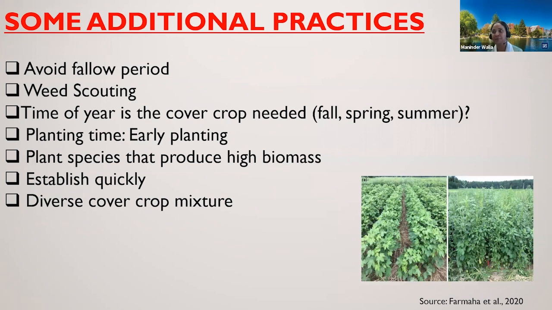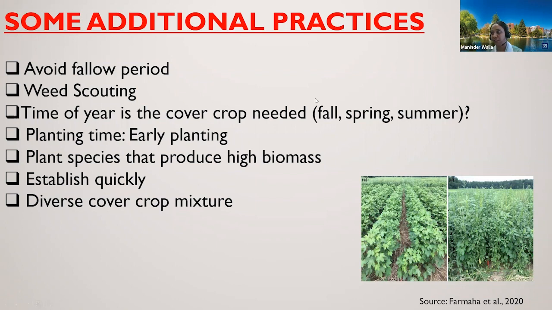Other than those practices, some additional practices that are good to consider for using cover crops to manage the weeds: never leave the land bare, always keep it covered. That will help to reduce the seed bank in the ground in the longer run, right? Another important thing is weed scouting. Identify the weed species that are present in the field, which will gauge the effectiveness of a cover crop on those species. For instance, annual weeds are easily suppressed compared to those with the perennial life cycle. So weed scouting is a good thing to start with. Depending upon that, your objectives go from there.